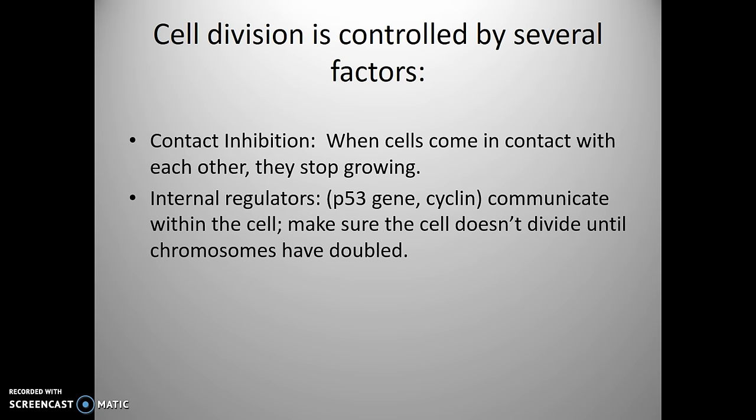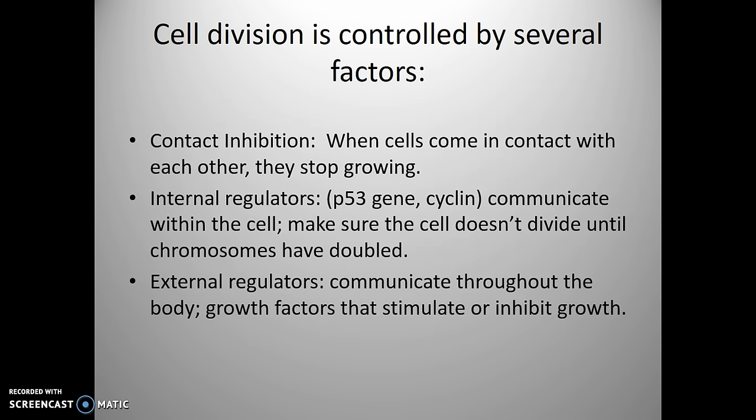There are also internal regulators. Internal meaning within, regulator, to regulate, to control. So internal regulators are genes within an individual cell that communicate with that cell when it is safe for it to divide and when it is not safe for it to divide. Some examples are the P53 gene. This gene is almost always mutated in cancer cells because P53 is a gene that says, stop, don't divide. There's also another gene called cyclin. This makes sure that the cell has done everything it needs to do to divide correctly. So those are internal regulators within an individual cell.